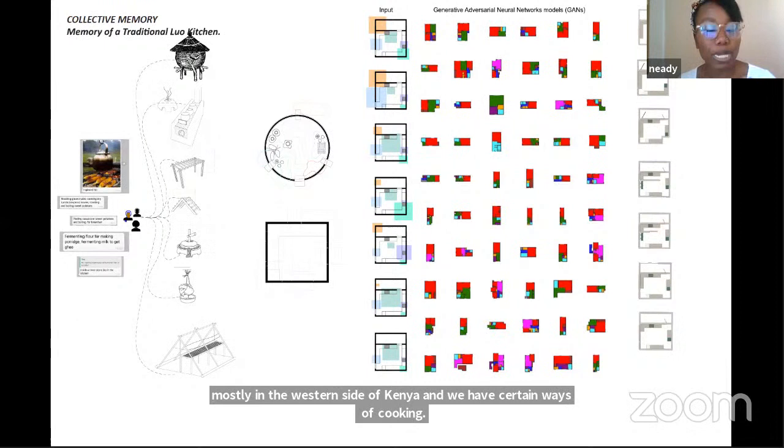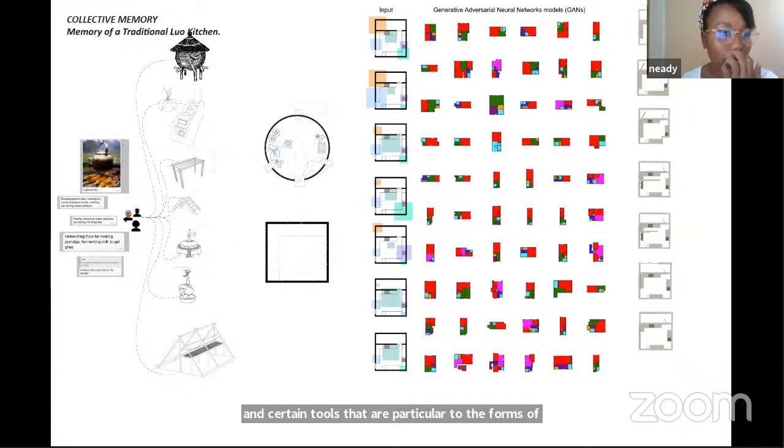So for me, the memory was: I had asked a few of the women in my family and people who interact with Luo kitchens, what are some of the things that you could do in a traditional Luo kitchen that you can't do in an urban kitchen? The circular plan at the top is what a traditional Luo kitchen looks like, and the one at the bottom is what an urban kitchen looks like.